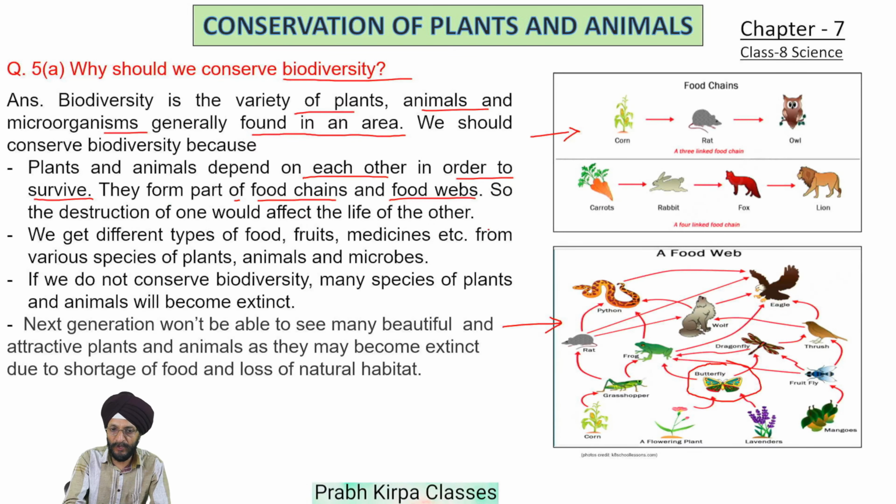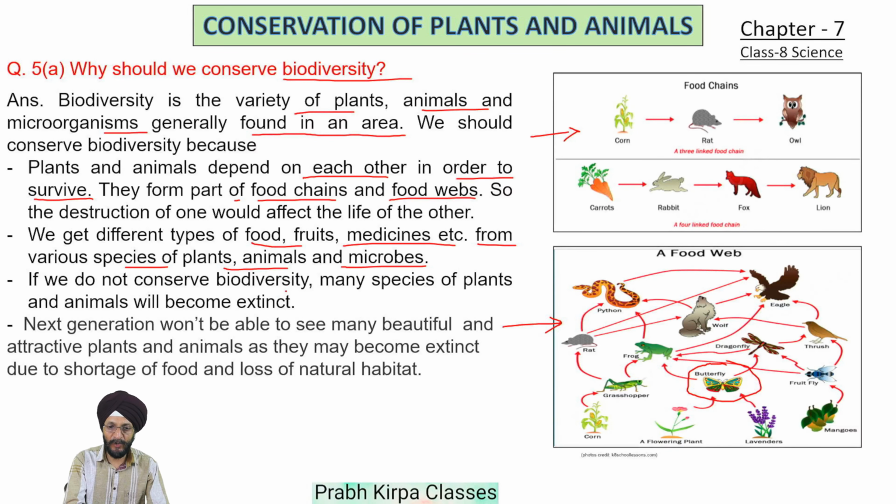In this figure, if we remove the fox, what will happen? Carrots will be eaten by the rabbit, but the lion does not run after the rabbit, it eats the fox. So every animal or plant has its own role in this ecosystem. We get different types of food, fruits and medicines, etc. from various species of plants, animals and microbes.